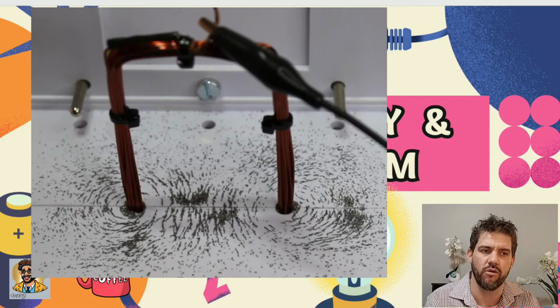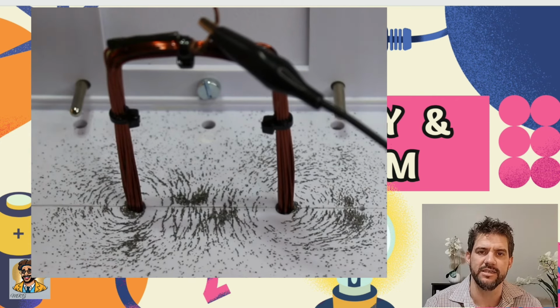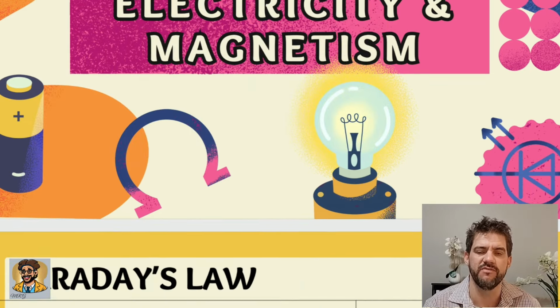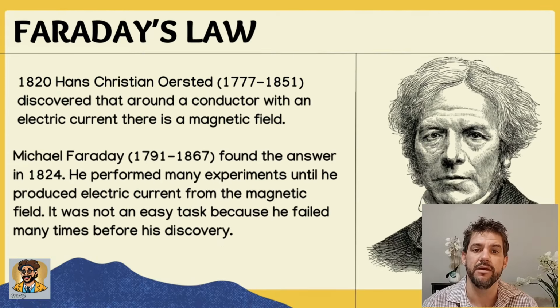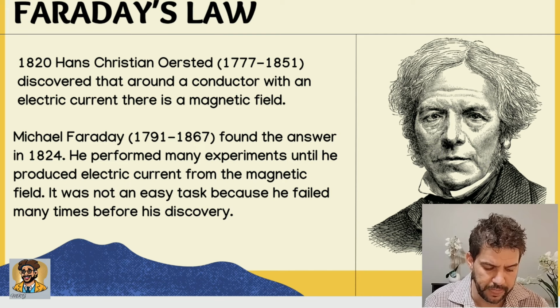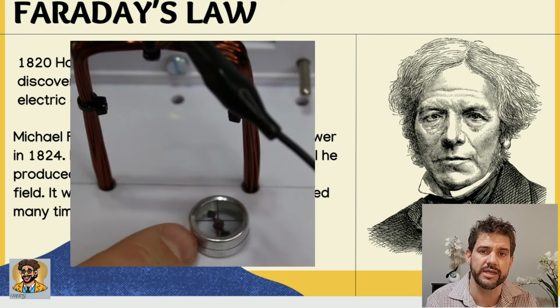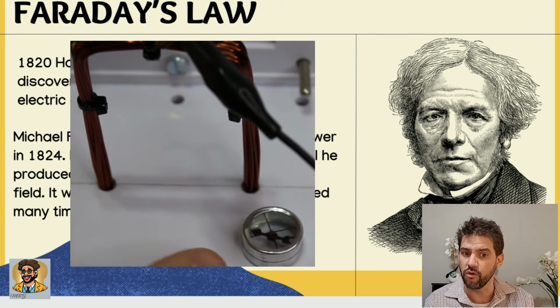Last time we looked at how a magnetic field is generated around a conductor in which an electric current is flowing. This time we're going to go a little bit further and speak about Faraday's law, and we are going to do another experiment to see Faraday's law. Now, we know that in 1820, Christian Ørsted discovered that around a conductor in which an electric current is flowing, a magnetic field is generated. We saw it in an experiment in the previous video.